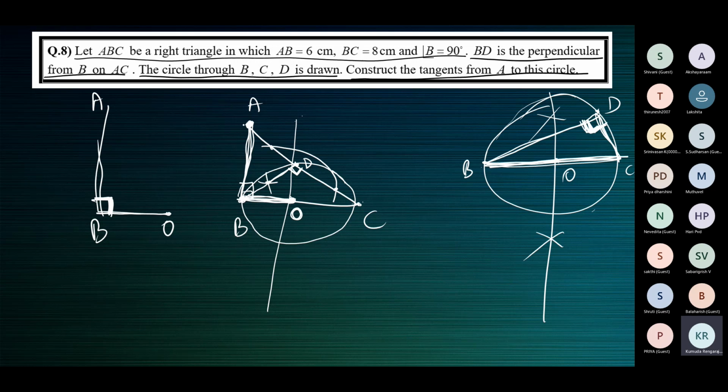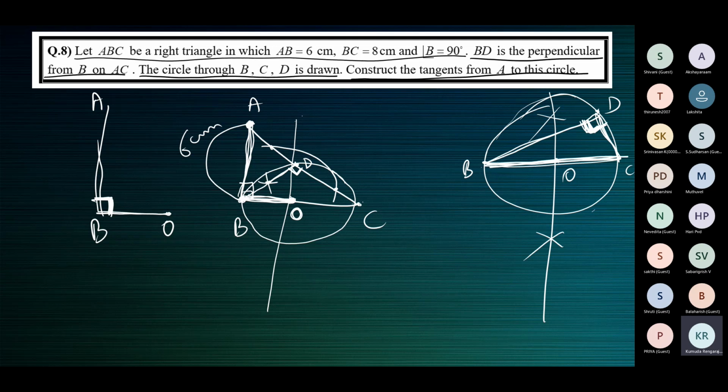And what's the length of this tangent AB? It is 6 centimeters. So what will be the length of the other tangent from A? That also will be 6 centimeters, because we know that tangents drawn from an external point to the circle are equal in length. So the length of the tangent AB is 6 centimeters. So from A, the other tangent also will measure 6 centimeters.